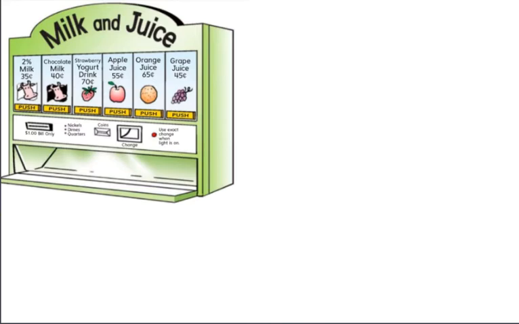Okay, this time the exact change light is off. What does that mean? That means I can put in more money than the cost of the item, and the machine will give me change. Let's buy a carton of orange juice. The orange juice costs 65 cents.